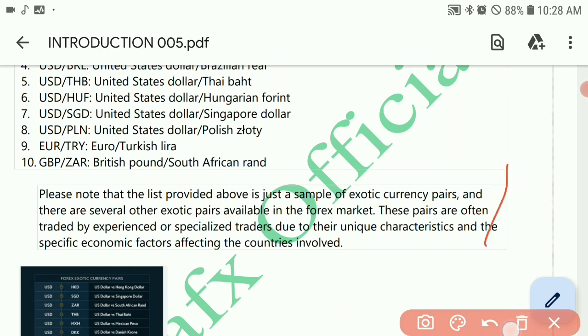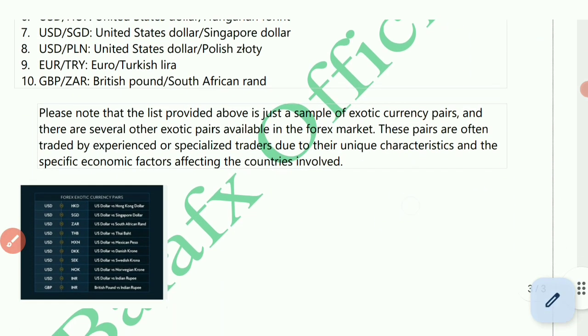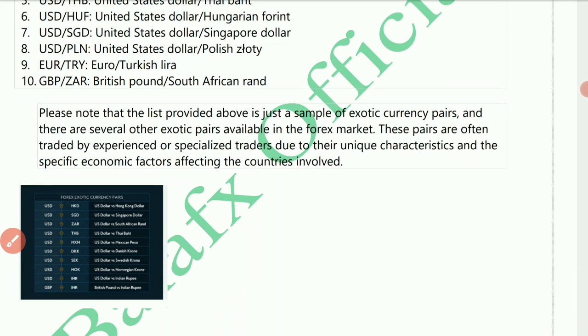So this is it. And please note that the list provided above is just a sample of exotic pairs, and there are many others, because they did not list Naira among them. Naira should be among them, Naira/US dollar.